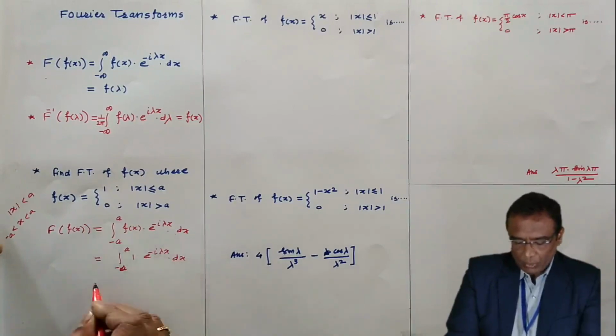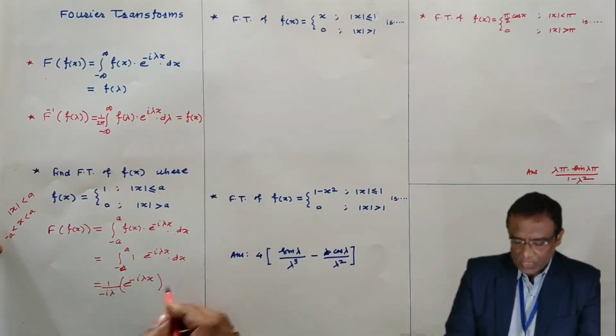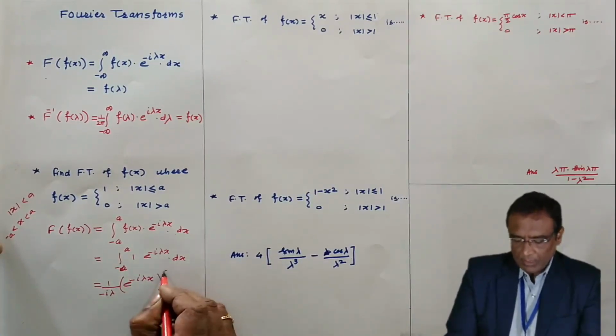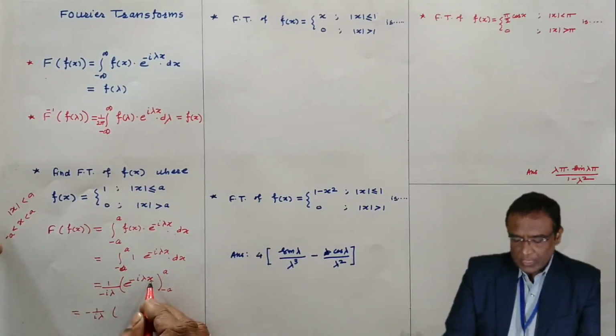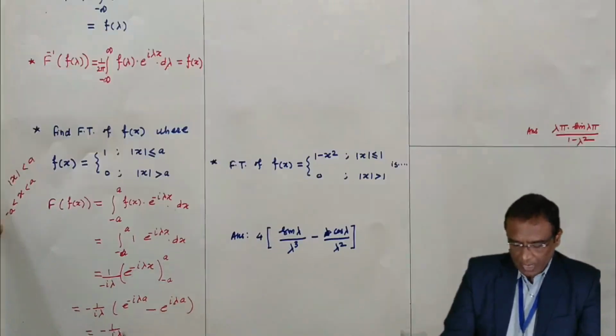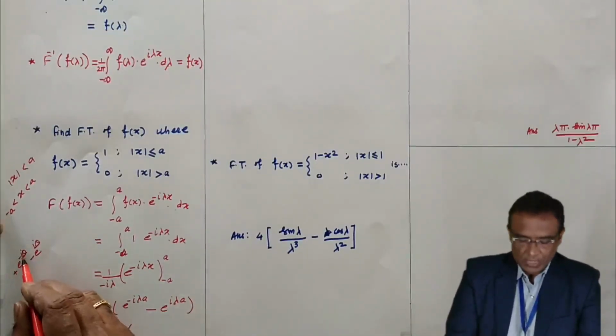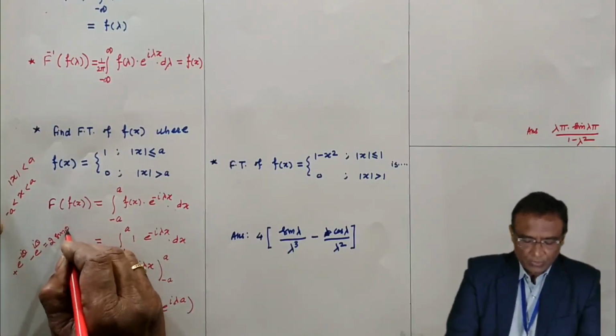Take the integration of e^(-iλx), which is e^(-iλx) divided by (-iλ), because lambda is constant and i is also constant, only x is variable. Minus a is the lower limit and a is the upper limit, with the factor -1/(iλ). Put x equals a: e^(-iλa) minus e^(iλa), and this minus will become plus. This can be written using e^(-iθ) minus e^(iθ), which is -2i sin θ.